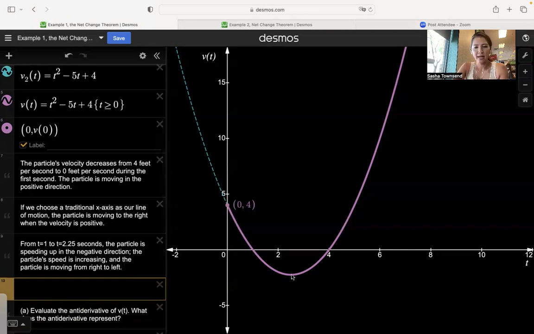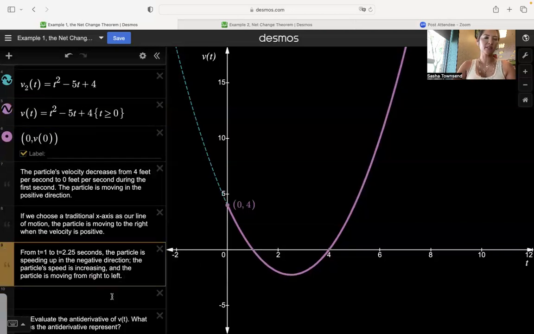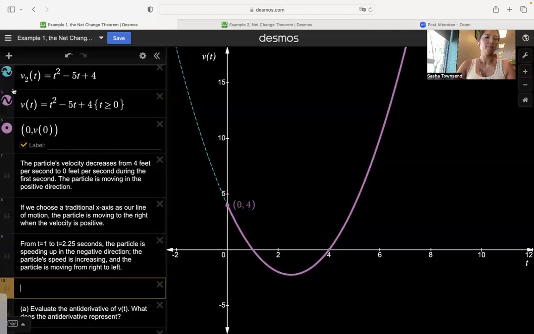Now from 2.5 seconds, that's the bottom here, to 4 seconds, our velocity is still negative. So we're still moving backwards. We're still moving in the negative direction, but we're starting to slow down. So we're going from -2.25 to -2 to -1 feet per second to eventually 0 feet per second. So we'll say that in the next cell.